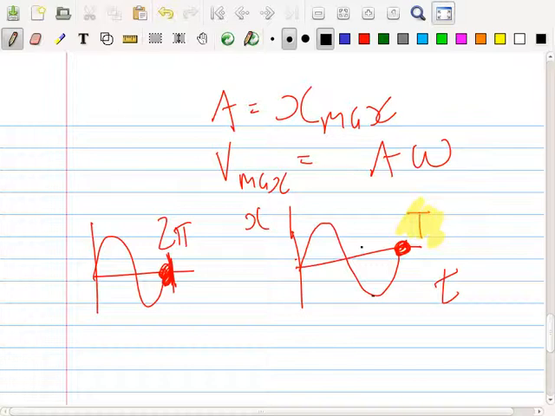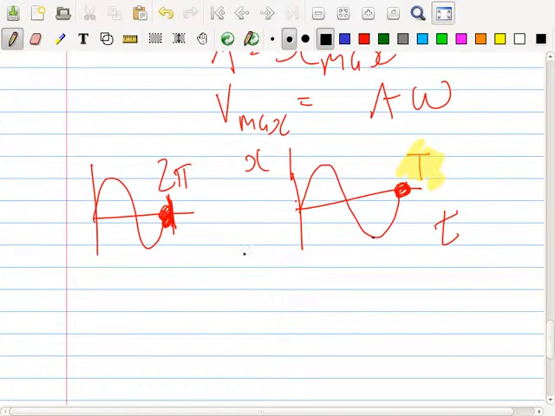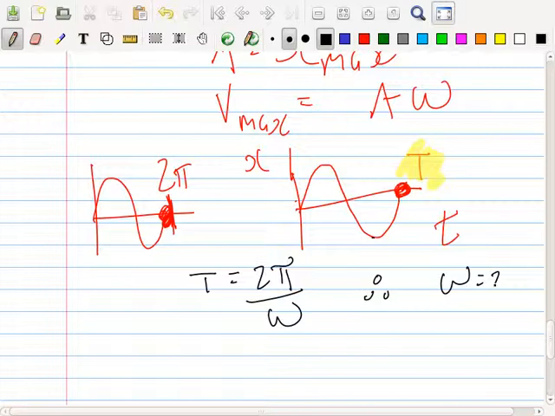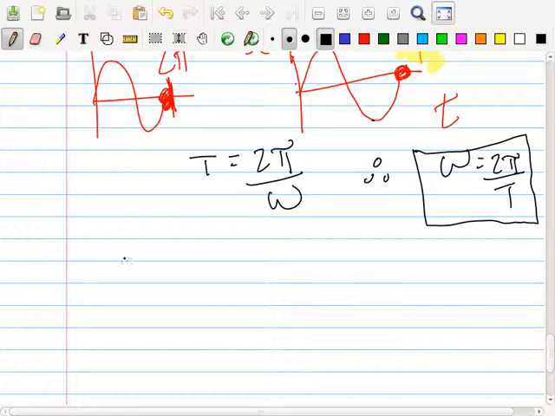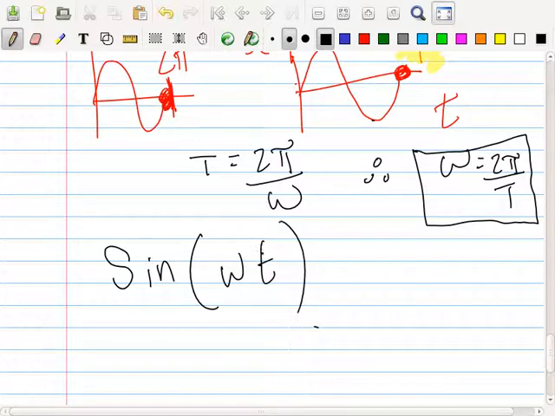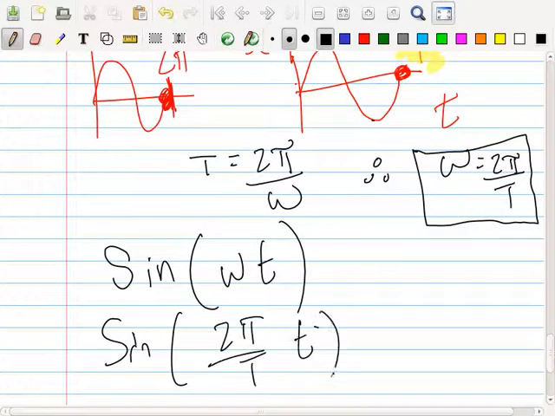And there's a relationship between the two, and the relationship is this. T equals 2 pi over omega. So therefore, if you want, you can say omega equals 2 pi over T. So now we have a way to find the omega. Look here, please. Let's look at, for example, sine omega t. If I put this omega in here, I have sine 2 pi over big T, right?